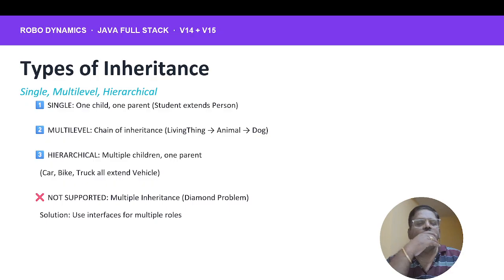What is multi-level inheritance? Multi-level inheritance is the chain of inheritance. So you have professor class extending from employee, employee class extending from person. The whole thing is known as multi-level inheritance.